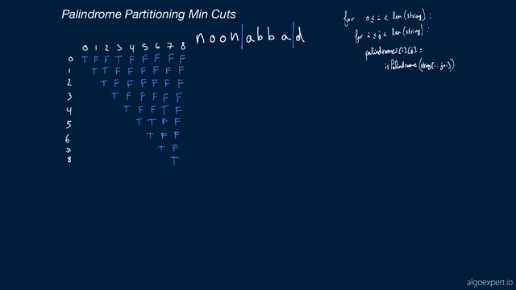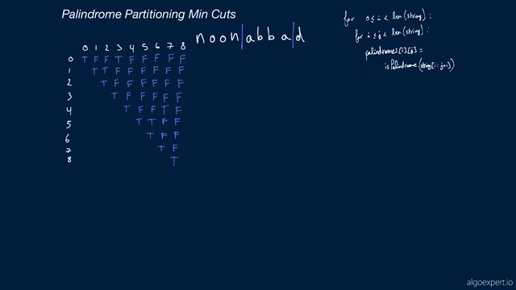So we're now going to build up an array that's going to have the same length as our input string, as noon ABBAD. And it's not going to be two-dimensional, right? It's going to be just one-dimensional. And it's going to hold at each index the minimum number of cuts needed for the substring that starts at index 0 and that goes all the way to the index that we're at.